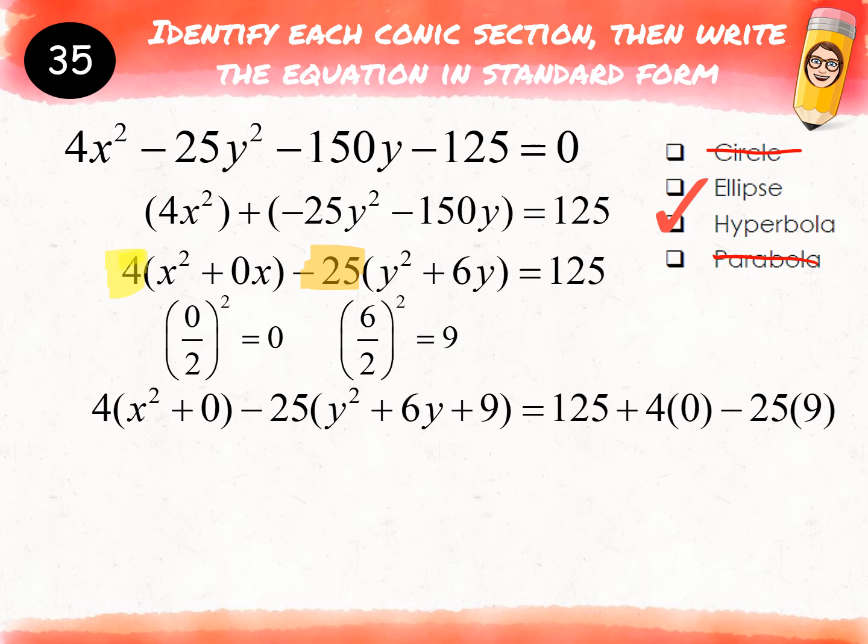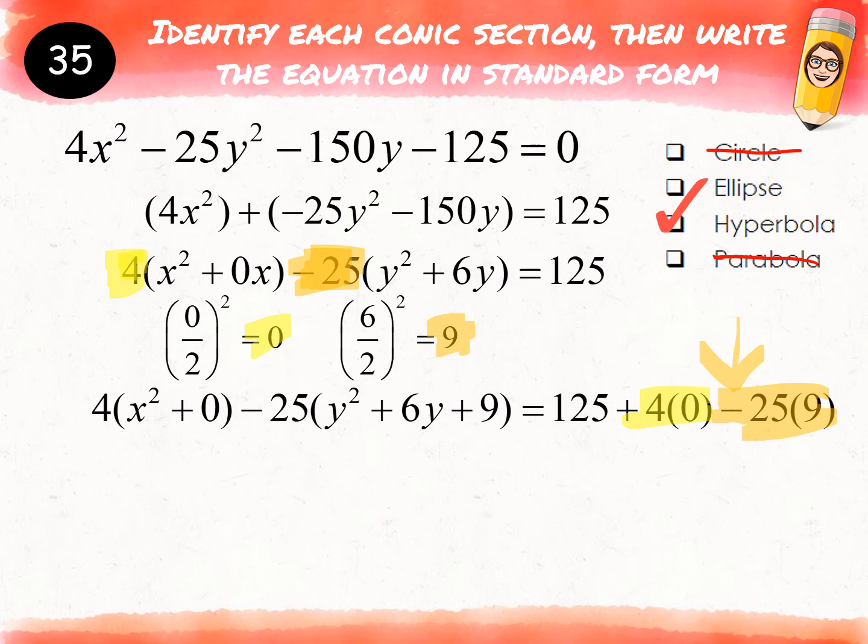So again, I had a 4. So when I add that 0 to the right side, I have to times it by 4. I had a negative 25 out front. So when I add that 9 to the right side, I need to multiply it by negative 25. The sign matters. Watch out for that, okay?